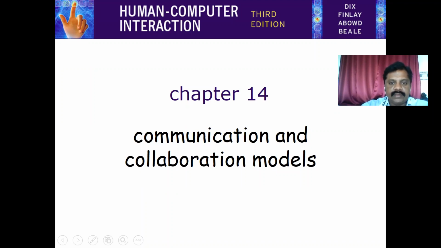Good morning to everyone. So next we are going to see about the third unit. The topic of the third unit is communication and collaboration models.